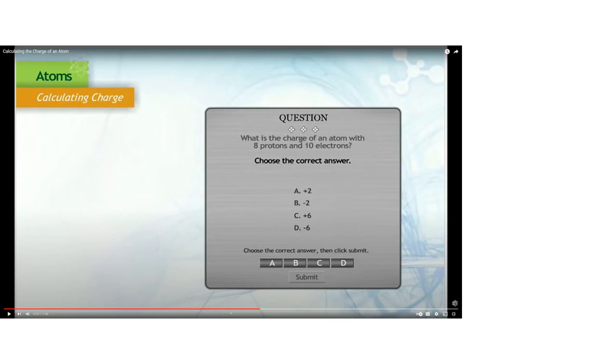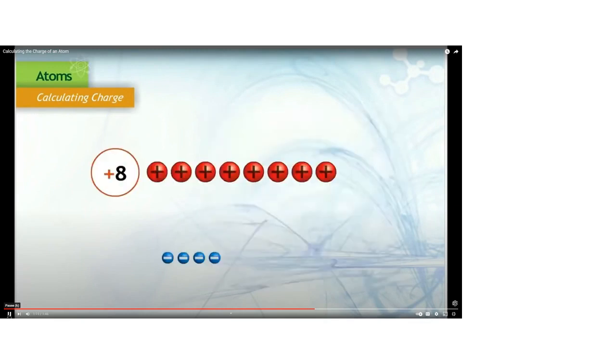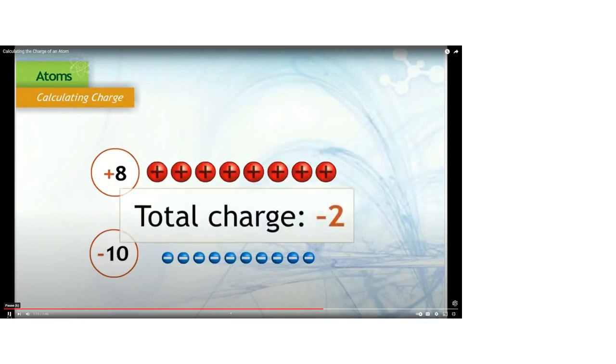So it is a -2 because there are two extra electrons. That is right. The correct answer is B, -2. 8 positive charges plus 10 negative charges equals 2 negative charges.